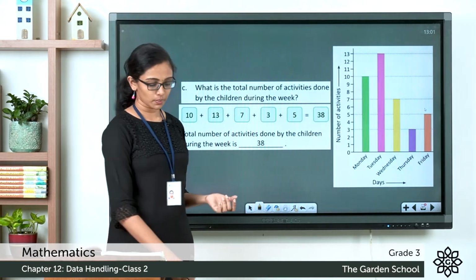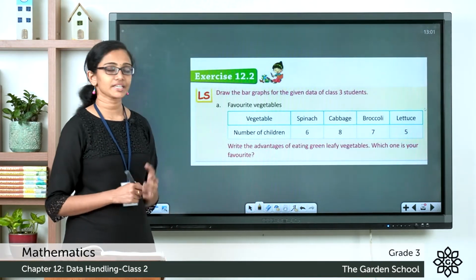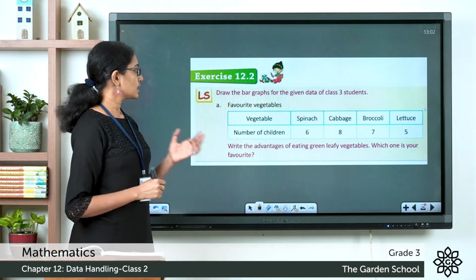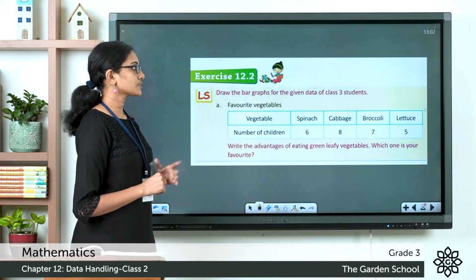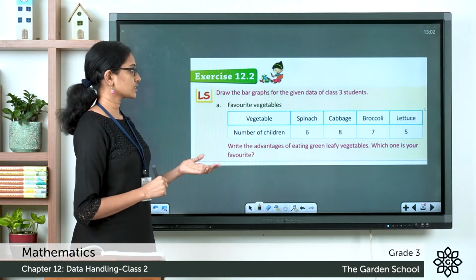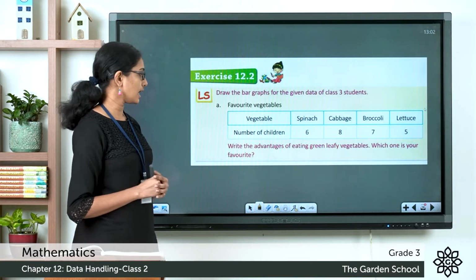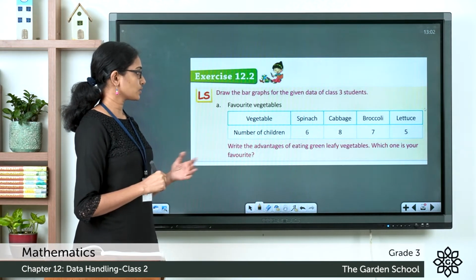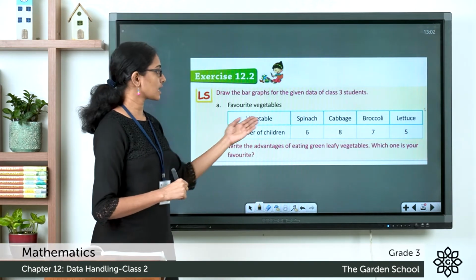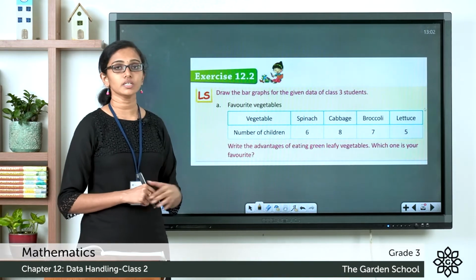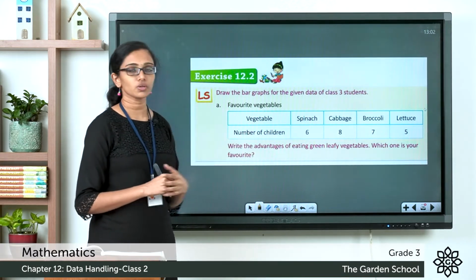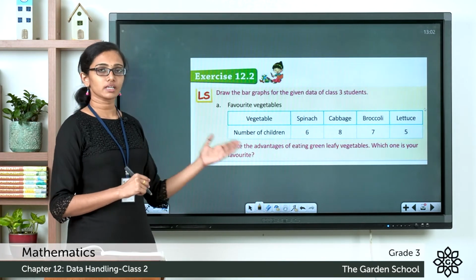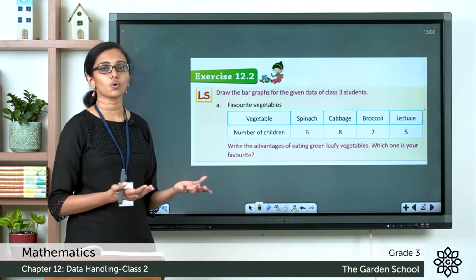Now children will do one activity. This is from exercise 12.2 on page number 169 of your textbook. There is a question, draw the bar graphs for the given data of class 3 students. We will do the first question in class. The data given here is about the favorite vegetables of students. The names of the vegetables are given here and the number of children who like each vegetable is also given here. So based on this table, based on this data, we need to draw a bar graph.